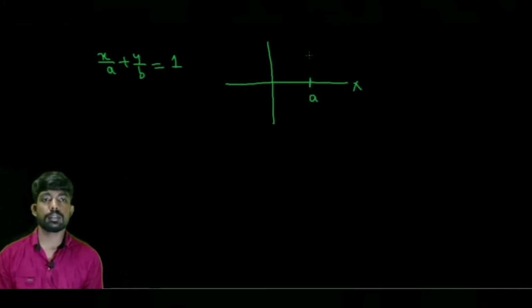Next, x by a plus y by b is equals to 1 is also a straight line, but here the x-intercept is a. The x-intercept a means a distance a on the x-axis. This is the x-axis, this is the y-axis. At the x-axis a, and the y-intercept b is at distance b on the y-axis. Now if we join those two points, we get a straight line known as x by a plus y by b is equals to 1.